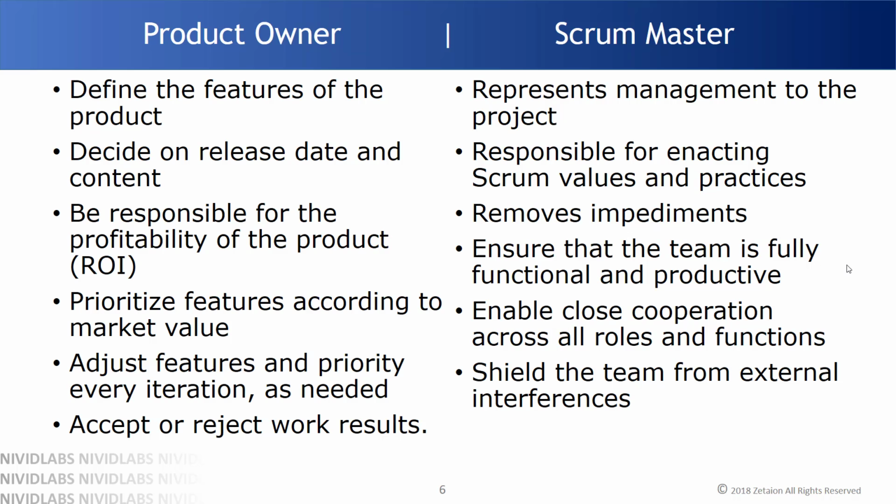So let's talk about the product owner versus the scrum master. The product owner defines the features of the product, decides what the release date and the content should be, and is responsible for return on investment tracking. He prioritizes the features according to market value and business requirements, and also adjusts in every sprint meeting what the priority is and what features should be first and next. He also accepts or rejects the work results of that sprint at the end of the sprint meeting.